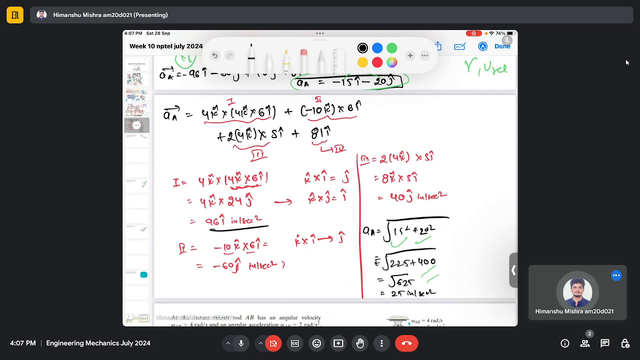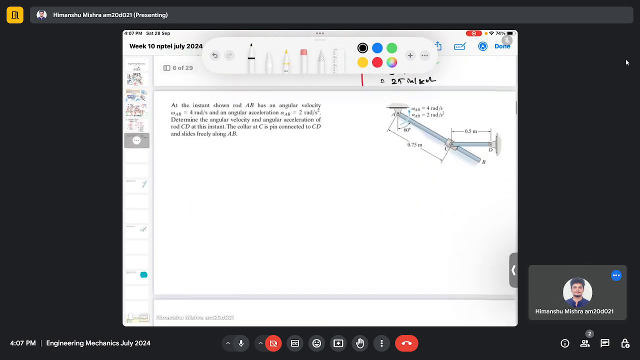So now let's move to the next problem. Here, at the instant shown, rod AB has angular velocity 4 rad per second and angular acceleration 2 rad per second square. Determine the angular velocity and angular acceleration of rod CD at this instant. The collar at C is pinned, connected to CD, and slides freely along AB.